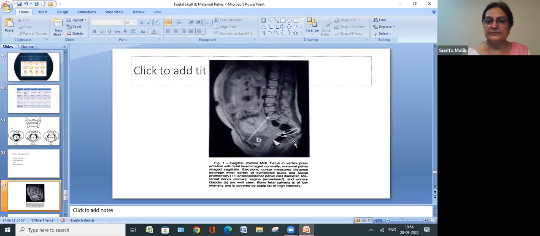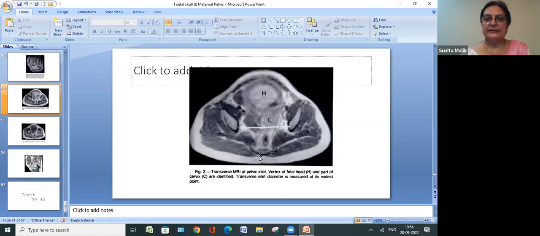So this is the bladder and the rectum posteriorly. And this is the vagina. The arrow is showing the vagina below. This is the vagina, the cervix. Okay. So this is the sagittal view, the sagittal or midline MRI. We can have transverse MRI also at the pelvic inlet.